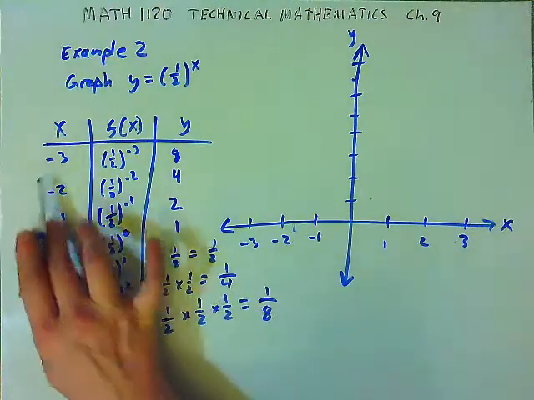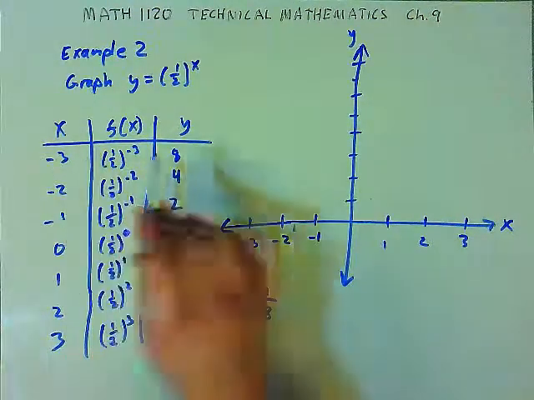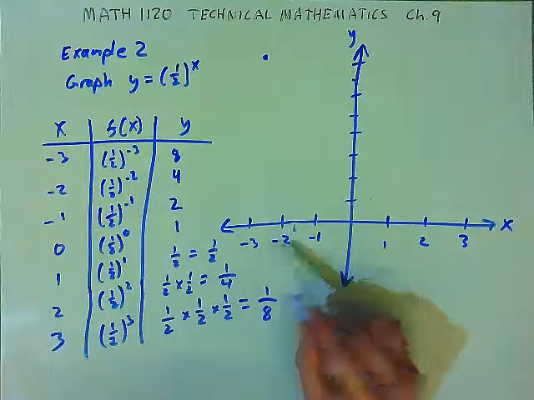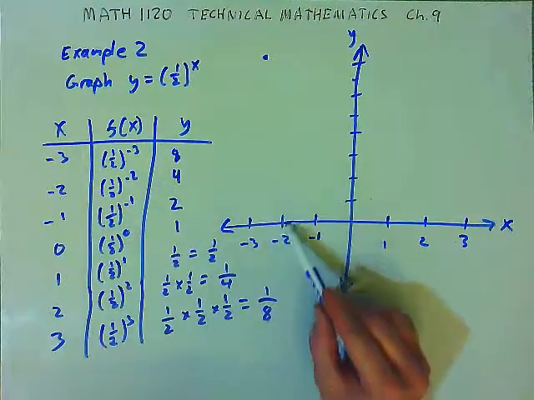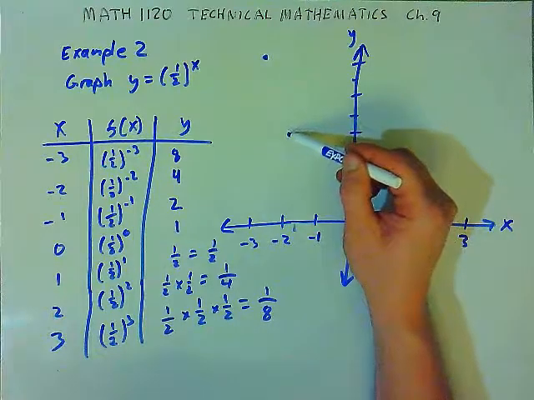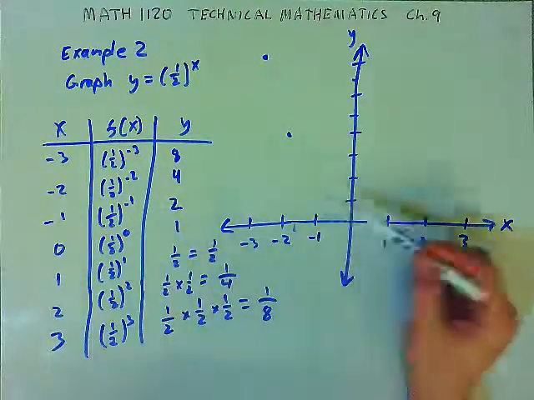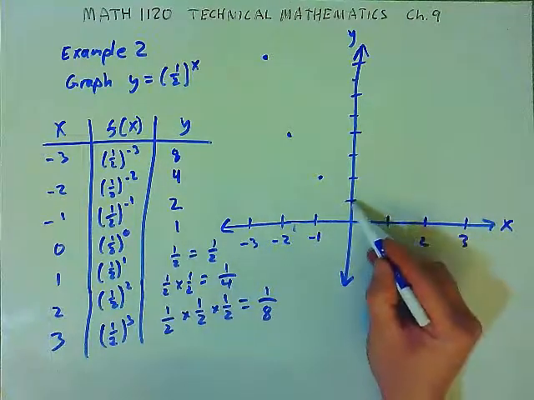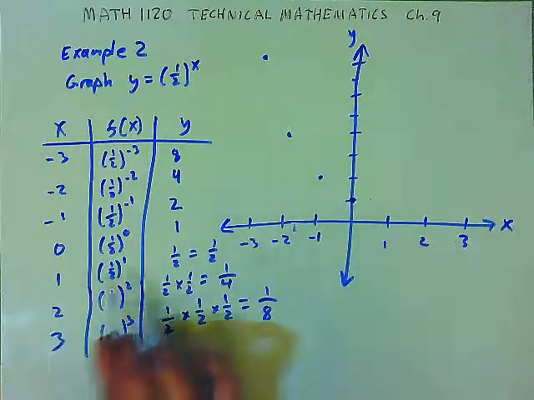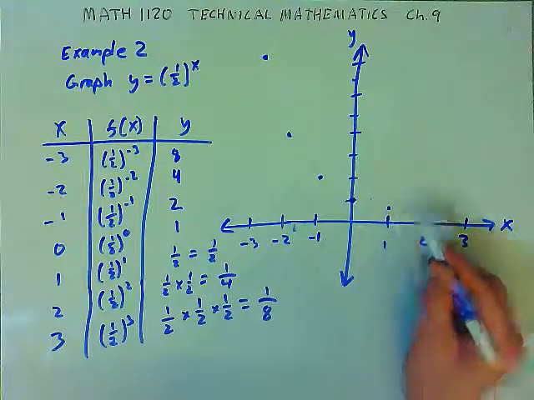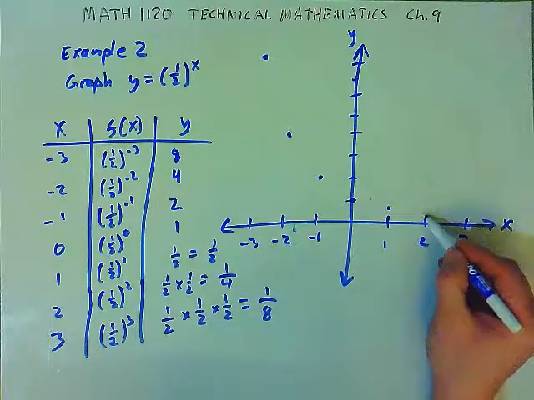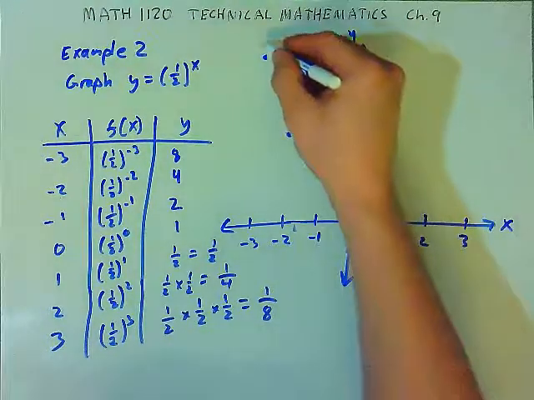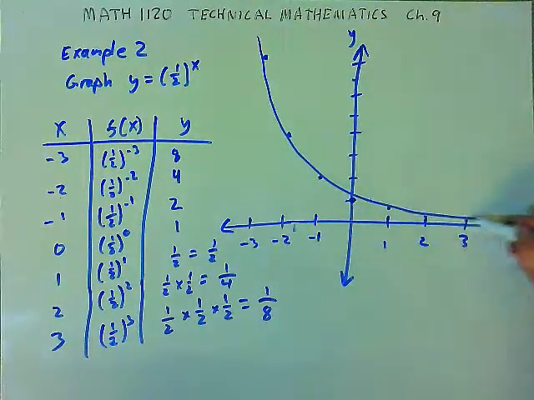And so when we plugged in -3 for x, we got 8 for y, so up here. When we plugged in -2 for x, we had 4 for y, so about here. Plugged in -1, we got 2 for y. Plugged in 0 for x, we got 1 for y. Plugged in 1, we got 1/2. Plugged in 2, we got 1/4. And we plugged in 3, we got 1/8. And so we get a function that looks something like this.